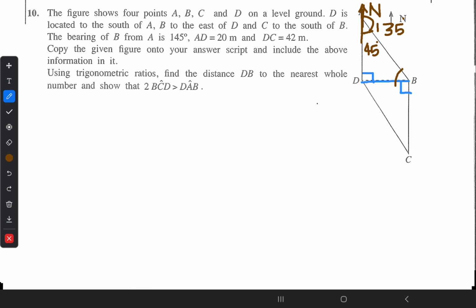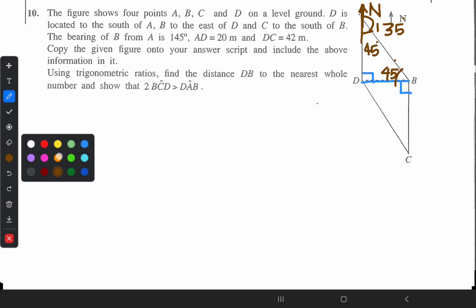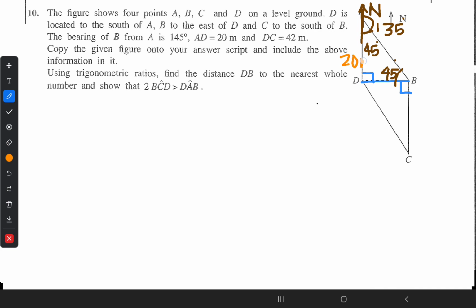Accordingly, we have to determine what values we need to find. In your paper, you should copy this diagram and denote these angles and lengths. AD is 20. AD means this length, which is given as 20 meters. If it is 20, this one also would be 20. That's my conclusion because these two angles are the same. So this is an isosceles triangle. The side opposite to this 45 and the side opposite to this 45 should both be the same. So this would also be 20 meters. And DC is 42 meters. This is the given data in the DC triangle, which is 42 meters.